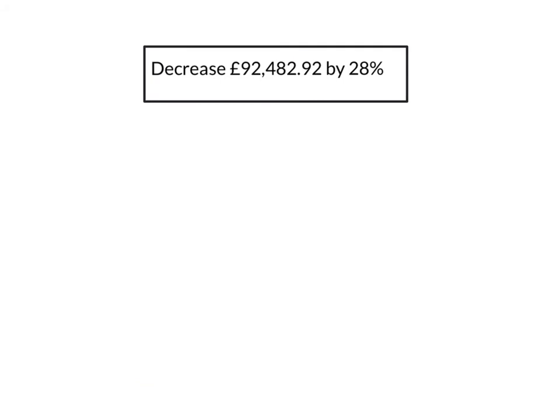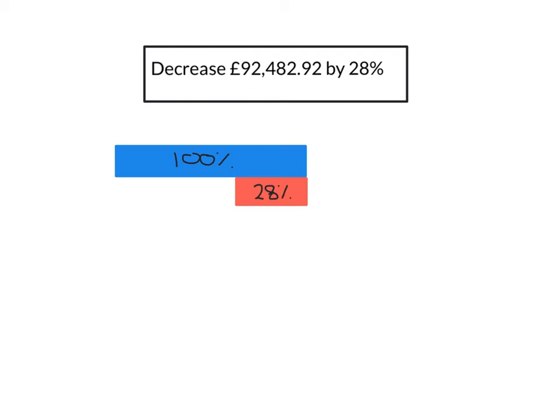Decrease £92,482.92 by 28%. So again, if I look at this as a bar, I originally have 100%. But this time I'm decreasing, so I'm taking away. So I'm going to put my bar underneath. So I'm taking away 28% of that. I'm taking away that. So what have I got left?